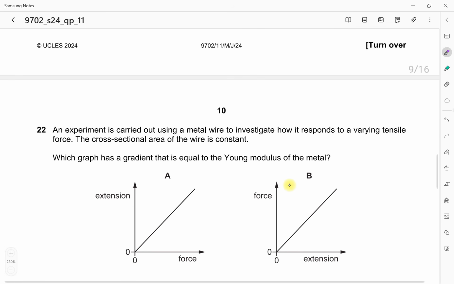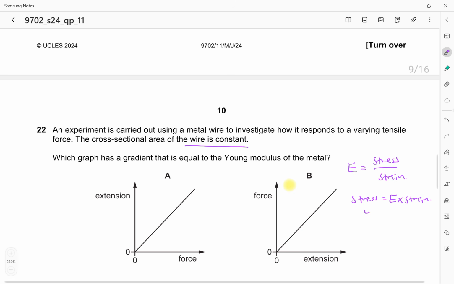An experiment is carried out using a metal wire to investigate how it responds to a varying tensile force. The cross-sectional area of the wire is constant. Which graph has a gradient that is equal to the Young modulus of the metal? Remember, by definition, Young modulus E is equal to the stress divided by the strain. So the stress is equal to Young modulus times the strain.